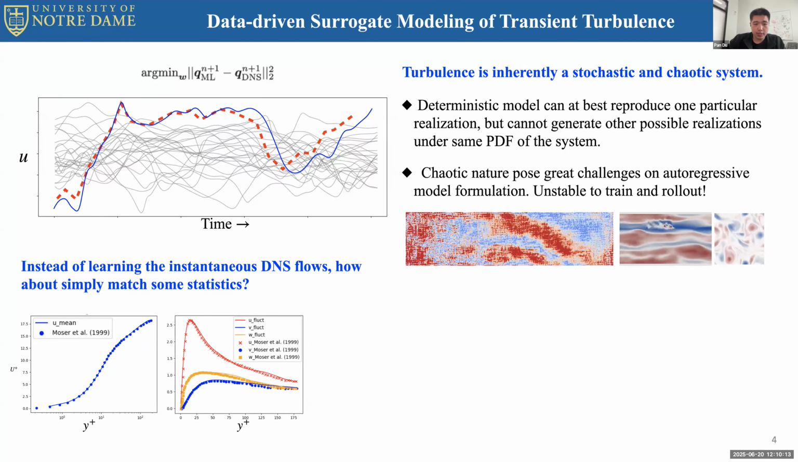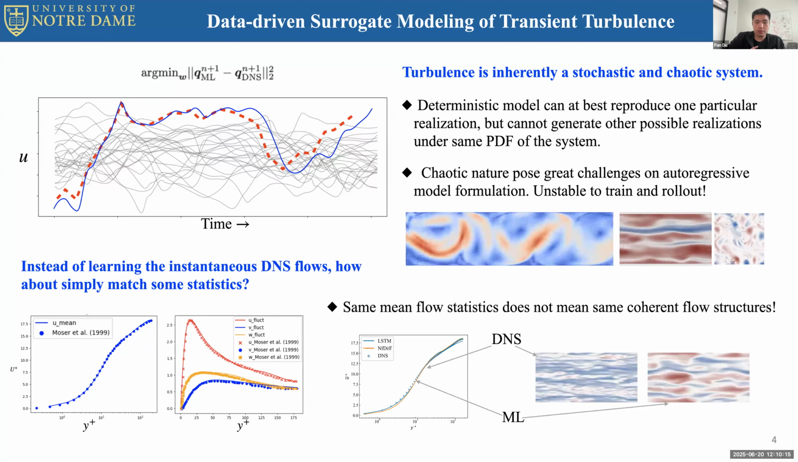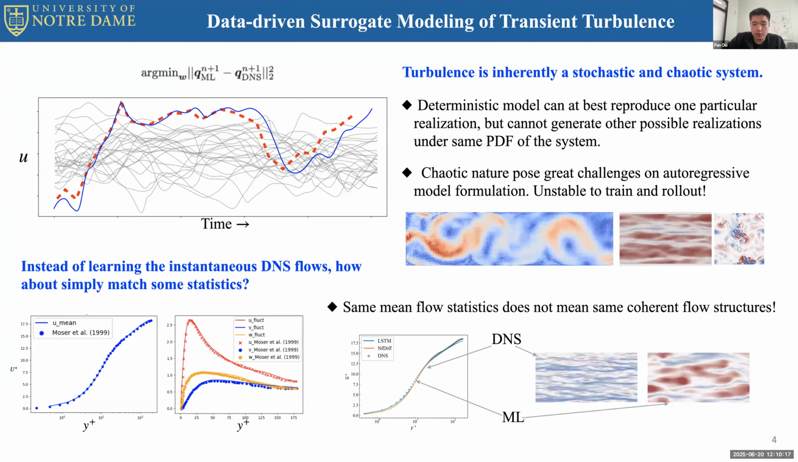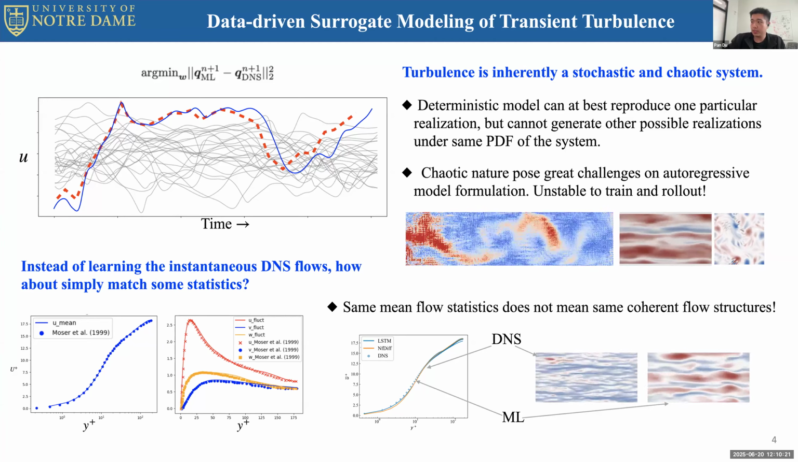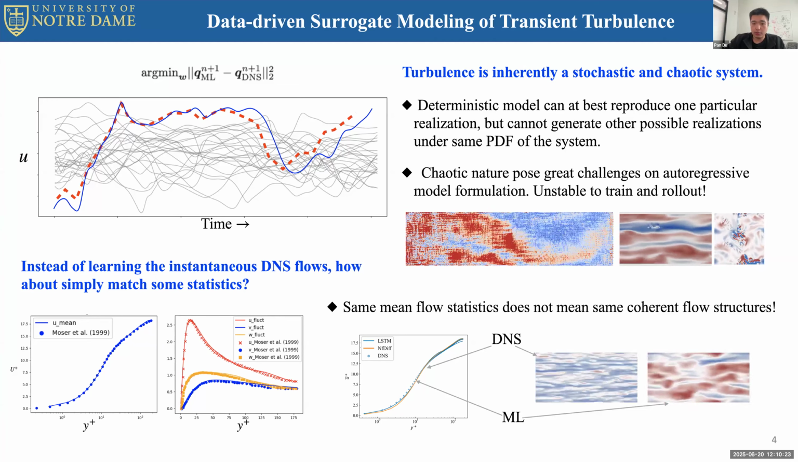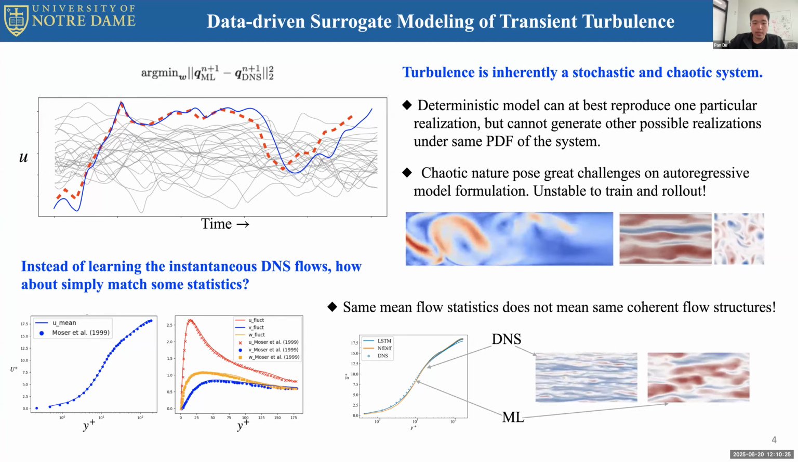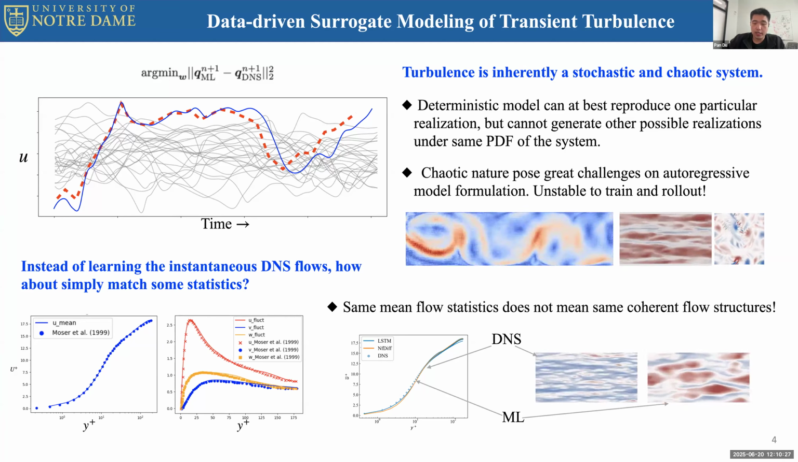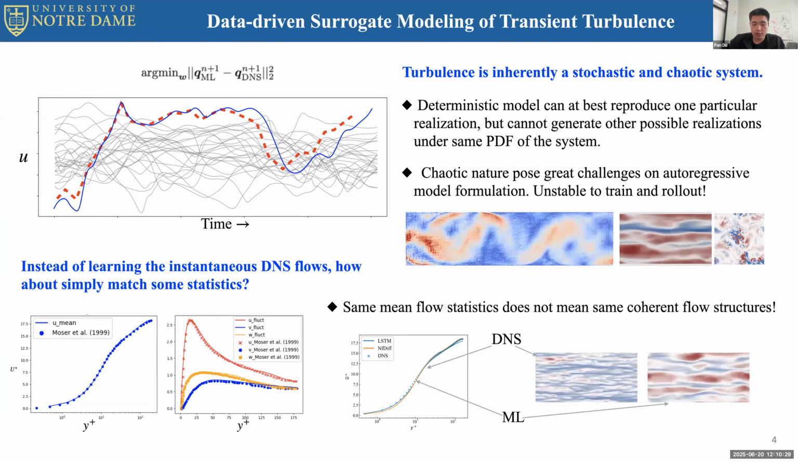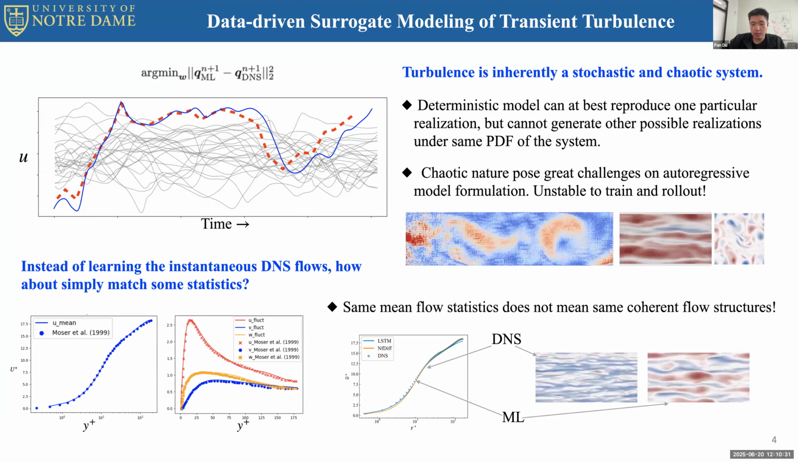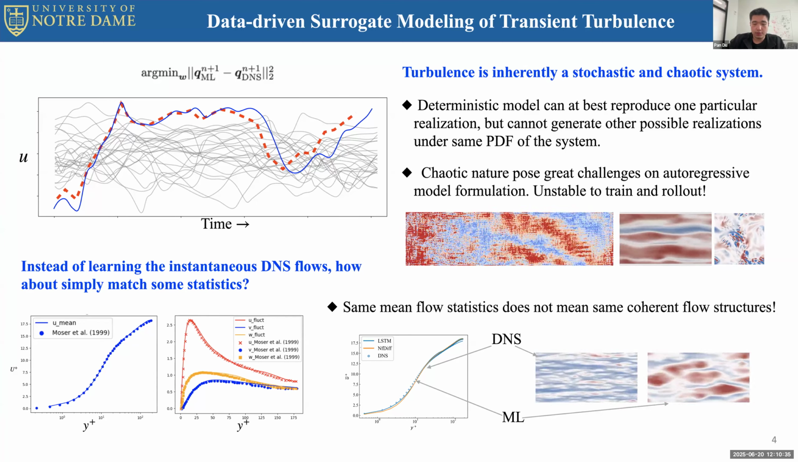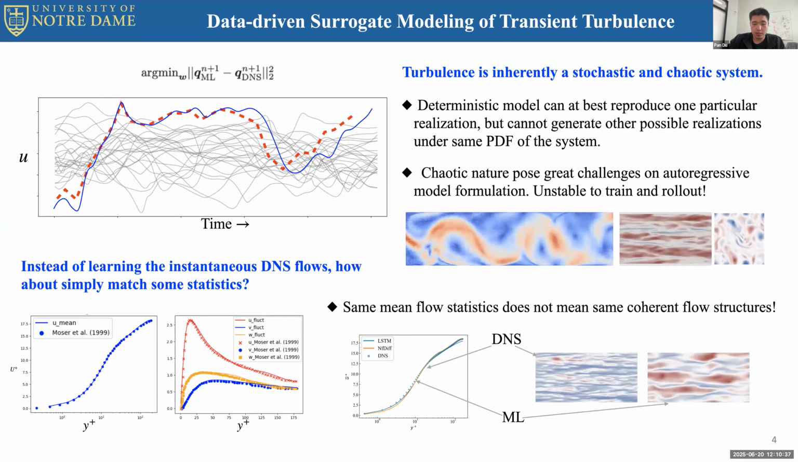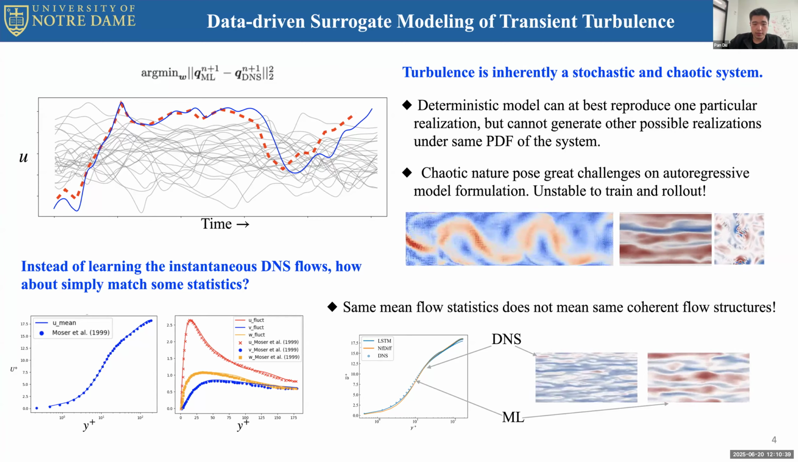And if you do that, you can see that even if you learn a flow using the machine learning way, which you can see on the right-hand side, this is the result. Compared to the DNS, they have the same first-order statistics. However, they are totally different in terms of flow structures and coherent turbulence flow patterns.